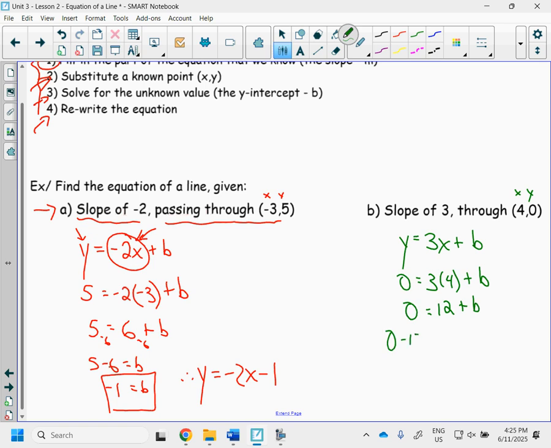Numbers on one side, letters on the other, so bring that 12 over, or think to yourself minus 12, so minus 12. And b should be negative 12, making my equation y equals 3x minus 12. Okay, please don't write it as plus minus 12, just minus 12. It's just one sign. Okay, so far so good, I hope.